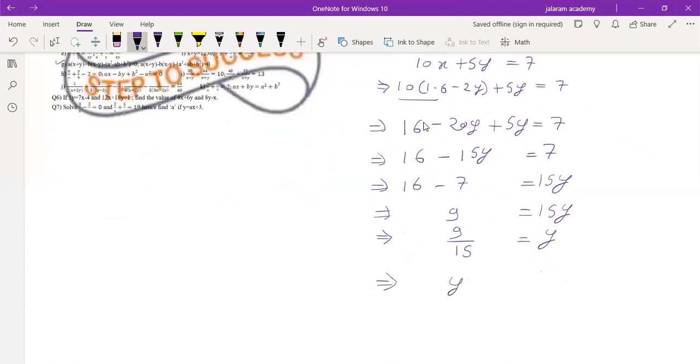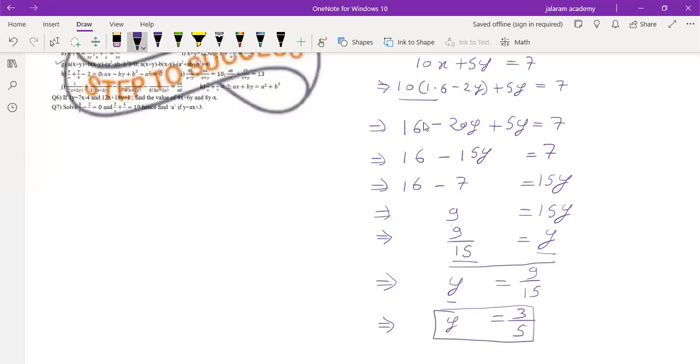And it implies y equals to... always write it in this manner. Sometimes you leave it in this way. This is wrong. We have not to find the value of 9 by 15. We have to find the value of y. So y must be written on the left hand side. Y equals to 9 by 15. Now change it into the lowest form. 3 3s are 9. 3 5s are 15. Is that clear to you? So the value of y is 3 by 5.